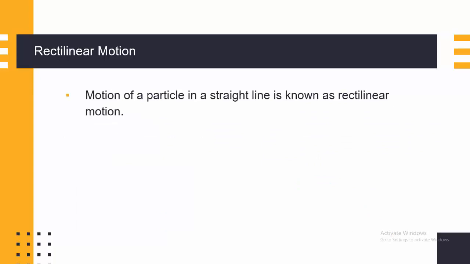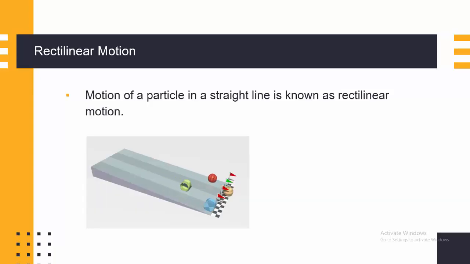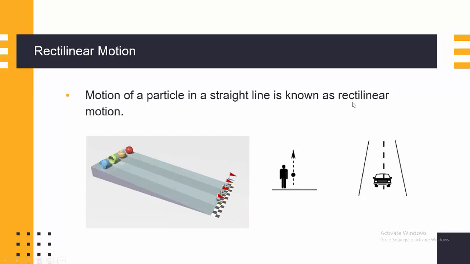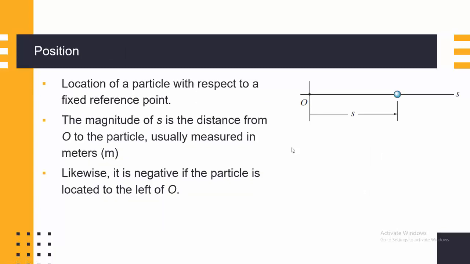Rectilinear motion is the motion of a particle in a straight line. Here the two balls and two rollers are moving in a straight line. That is why it is considered rectilinear motion. You can see the path tracked by the rollers and the balls. It is a straight line. That is why it is called rectilinear motion. The movement of a car on a straight road and the movement of a person on a running track are examples of rectilinear motion.